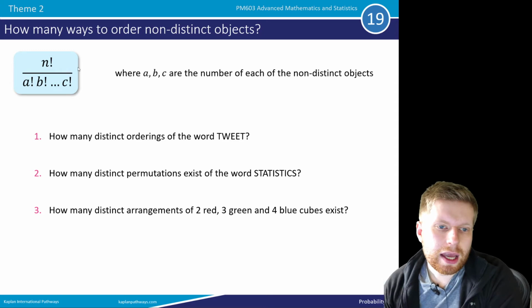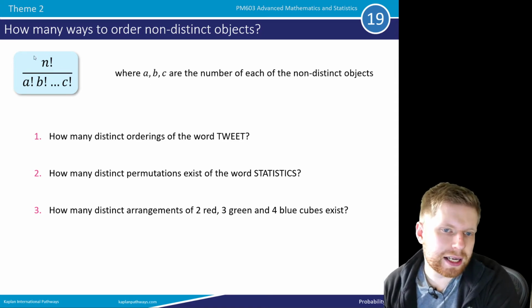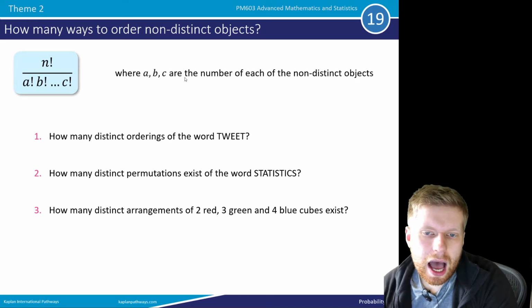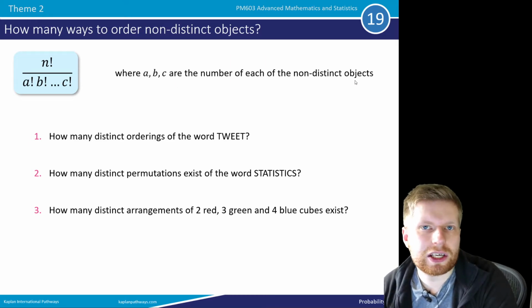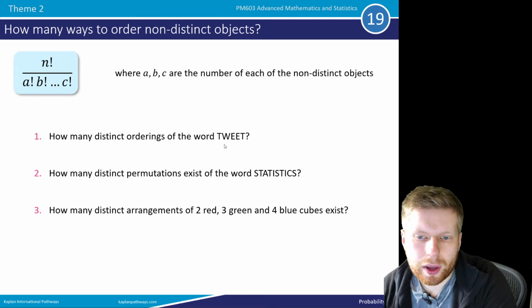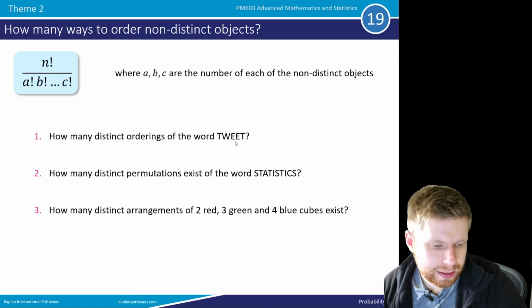So this is in general. If you have n objects which you want to order, that's n factorial. But if you have A or B or C, that's going to be the number of non-distinct objects which you have. Okay, so A, B, and C, that's the number of non-distinct objects that you have. Okay, so for example, in this first one with tweet, we can actually probably go through this.